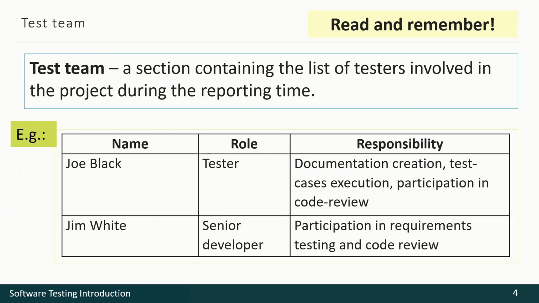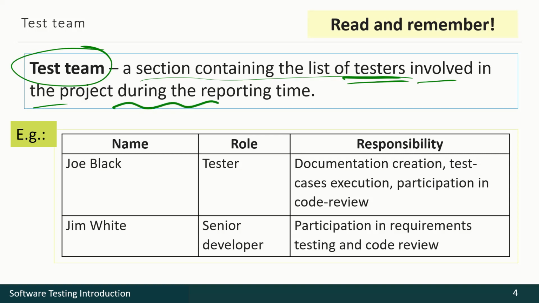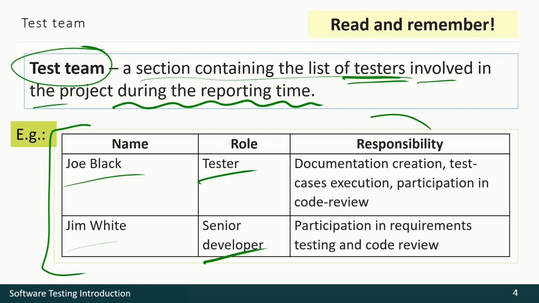The next section is simple. It's a section containing the list of testers involved in the project during the reporting time. Because when we have long projects, several people may be on the project or out of the project at any given time. Here we see names, we see roles, we see responsibilities, and usually this section is created automatically using the information provided by the project management system.